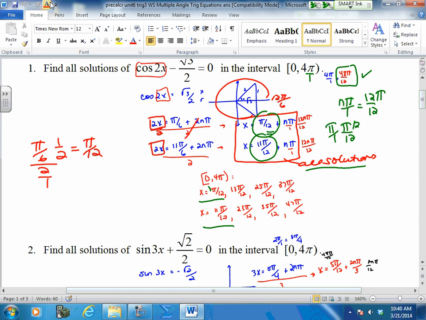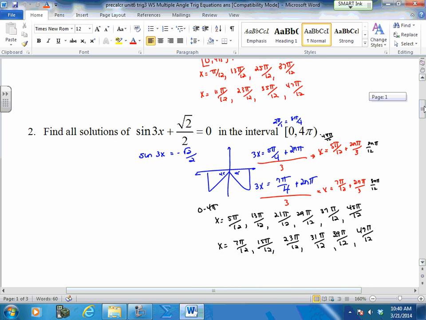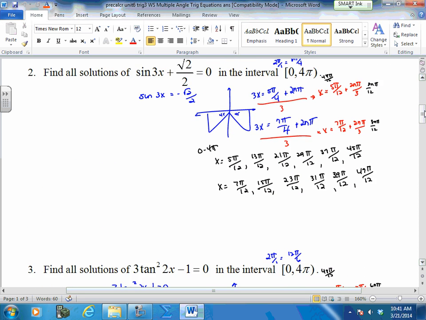If it went from negative 4 pi to positive 4 pi, I would have to subtract until I hit negative 4 pi. But we normally don't give you that. We normally give you 0 to 2 pi, 0 to 4 pi. Usually that's the extent of it that you'll see. All right, the next one. This was a triple angle. You're going to do this the same way. You're going to solve this as if it was just plain x.